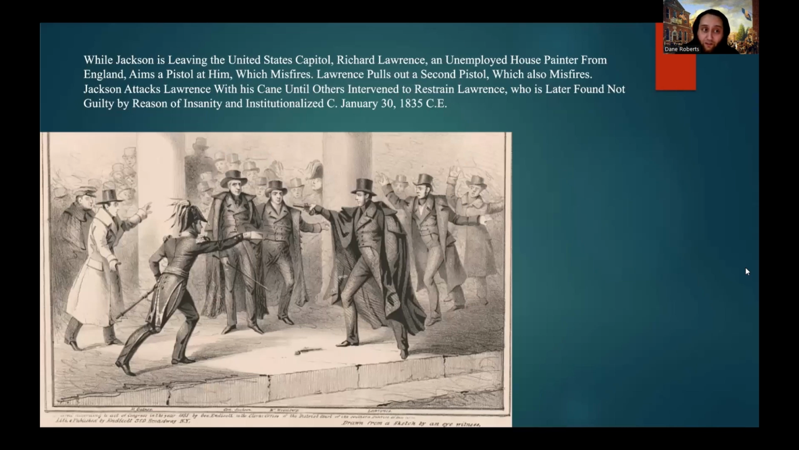Also during this time, at the same time the national debt had been paid off, while Jackson was leaving the United States Capitol building, Richard Lawrence, an unemployed house painter from England, would aim a pistol at him, which misfired. Lawrence would then pull a second pistol, which also misfired. Jackson would then attack Lawrence with his cane until others intervened to restrain Lawrence, who was later found not guilty by reason of insanity and institutionalized, with this event happening specifically on January 30th, 1835 CE.